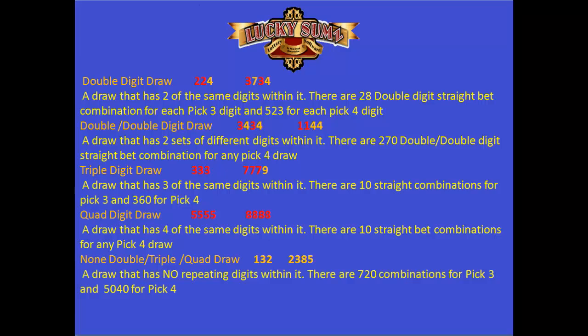Triple digit draws, which is a draw that has three of the same digits within it. There are 10 straight bet combinations for the pick 3 and 360 for the pick 4. Quad digits, which is a draw that has 4 of the same digits within it. There are 10 straight bet combinations for any pick 4 draw. Non-double, triple, or quad draw, which is a draw that has no repeating digits within it. There are 720 combinations for the pick 3 and 5,040 for the pick 4.